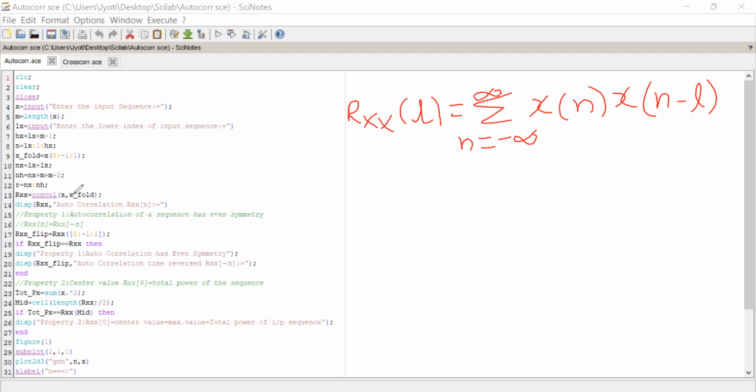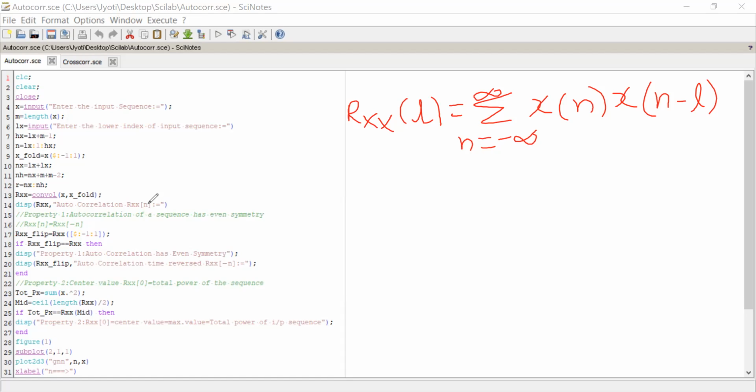After calculating the autocorrelation, we need to display the autocorrelation values you got. Therefore, DISP of Rxx, with the label autocorrelation of Rxx of n. It will show the values of Rxx. This is about the autocorrelation function, the autocorrelation of a sequence. Then we need to verify the properties of autocorrelation also. Here we will see two properties of autocorrelation.